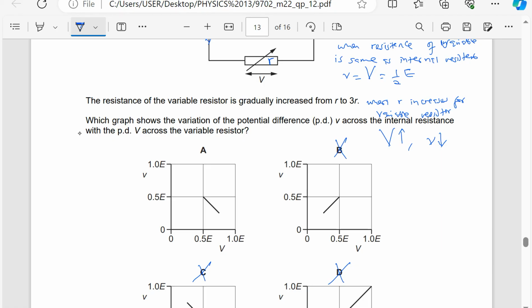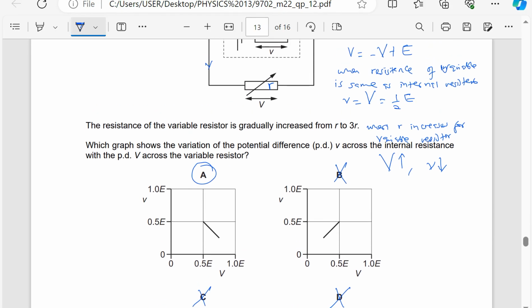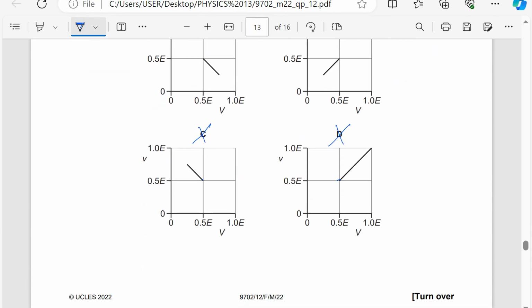So it means the answer is going to be A. As capital V increases, small v decreases. Remember, there is a point where both of them have the same value, which is half of E, which is 0.5 E. So the answer is going to be A.